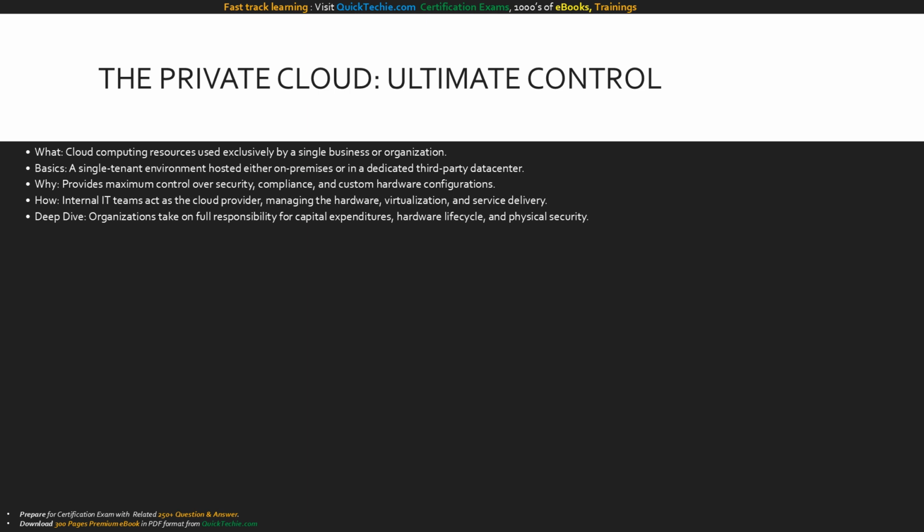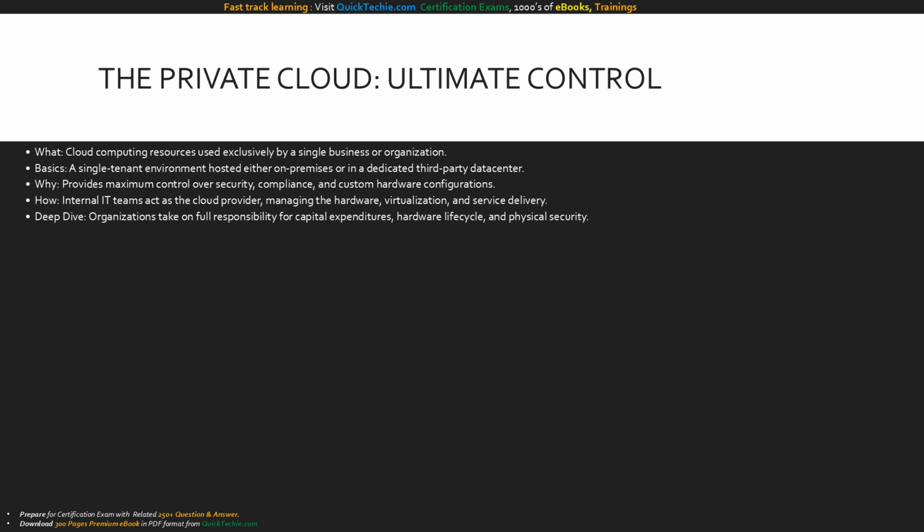Why go this route? Ultimate control. You have total authority over security protocols, strict compliance adherence, and specific hardware requirements. How does it work? Usually, your internal IT team takes on the role of the cloud provider. They manage the physical hardware, the virtualization hypervisor, and the portal that internal developers use to request resources.